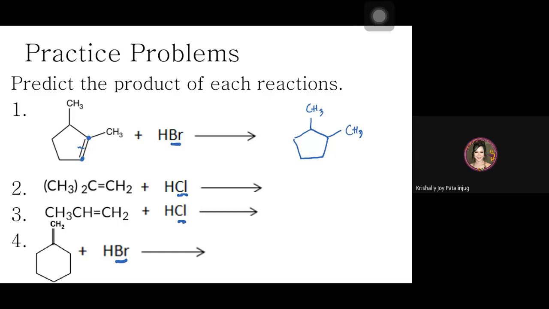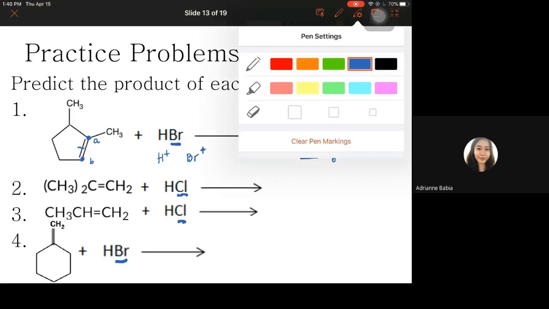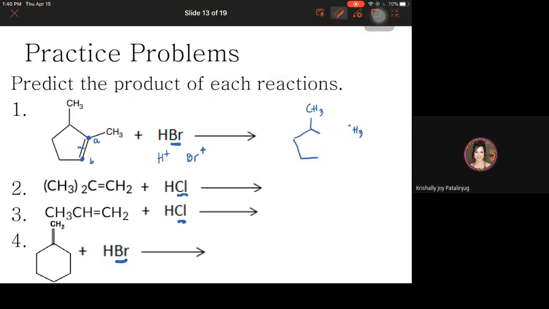So where does the H plus go? Question: where does the H plus go? Is it to carbon letter A or carbon letter B? What do you think? Okay, ma'am. Wait, I erased it. Okay? So where does the H plus go? Your answer is carbon A.